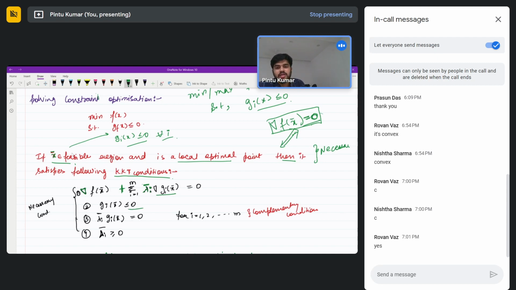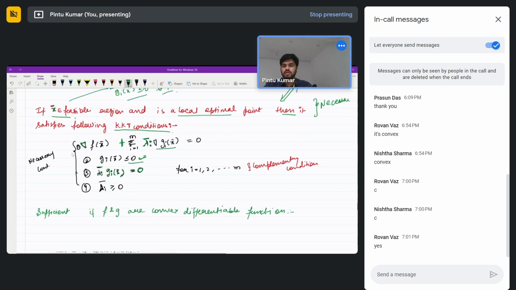The second condition is nothing but the repetition that your x bar satisfies all the constraints, so this is not very important. The third says that lambda i bar multiplied with the constraint at that point should be equal to 0. The fourth condition is that all your lambda i should be greater than or equal to 0. This is known as the KKT conditions. We'll solve problems on this. So this was the necessary condition.